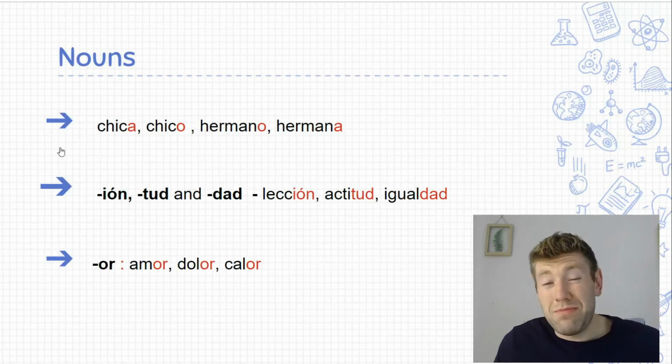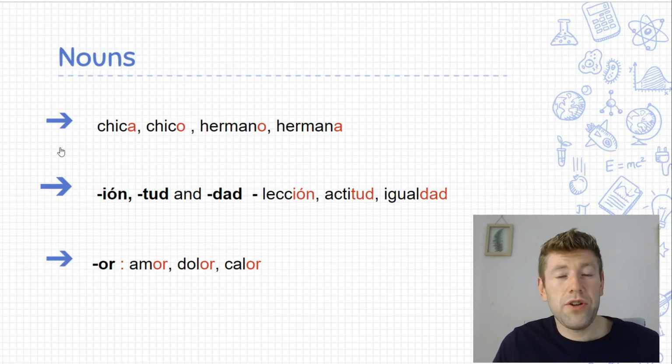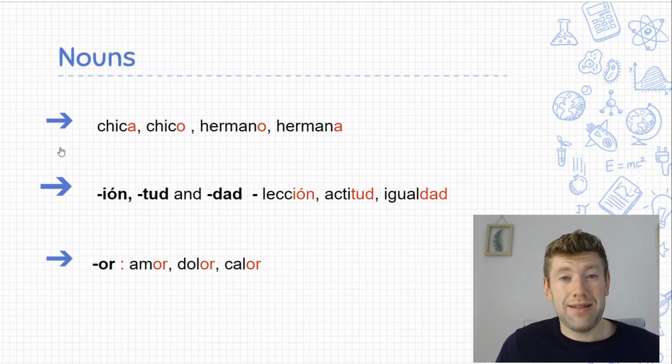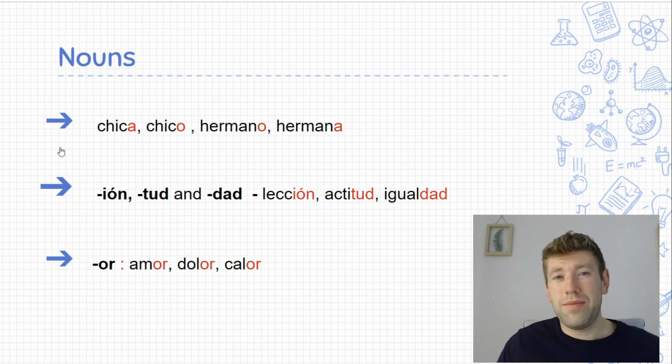Or to give you an example of some masculine ones, if it ends in or, so for example, amor, love, dolor, pain, or calor, heat, something I have a lot of in this moment. These are all masculine. So there are a lot of these. Don't worry about learning them all at the start. You'll just learn the nouns as you go. And of course, sometimes you will make mistakes, but that's not a problem.